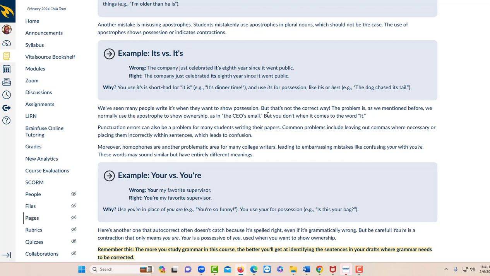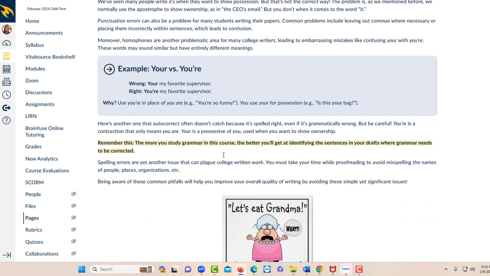Punctuation mistakes can also be a problem for many students. Common mistakes include leaving out commas where necessary or placing them incorrectly within sentences. Moreover, homophones, those are words that sound alike, are another problematic area for many college writers, leading to embarrassing mistakes like confusing you're and your. These words may sound similar but have totally different meanings.